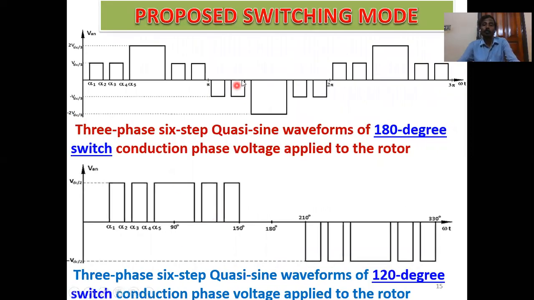And this is the proposed switching waveform or proposed switching mode of operation. This is the first figure for 180-degree switching mode of operation, and this is for 120-degree mode of operation for 5 switching.